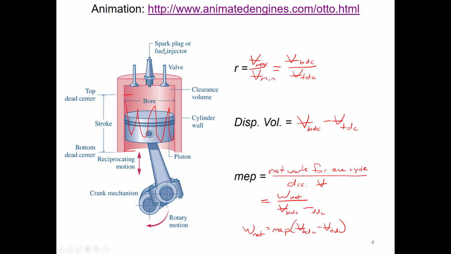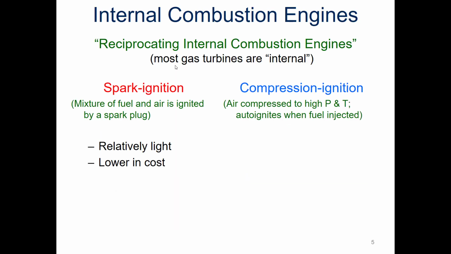You'll see that you basically follow the same process, but instead of compressing the fuel-air mixture and igniting with a spark plug, you're going to compress air, and then the fuel injector is going to shoot fuel in little droplets into that air, and that's going to auto-ignite because of the high pressure and temperature. So that's what a compression ignition engine does.